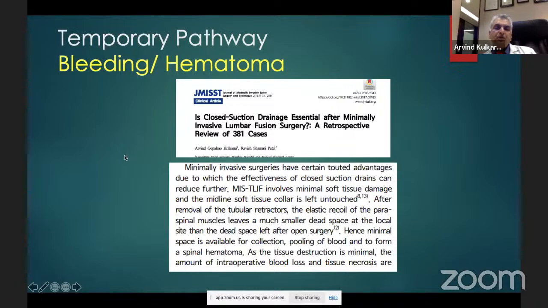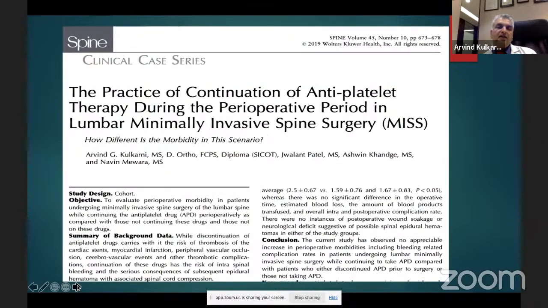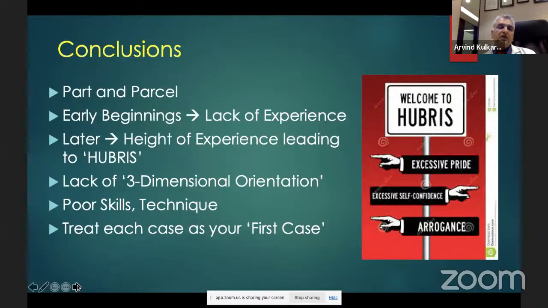Bleeding may not be a big issue because as soon as you remove the tubes, there is an elastic recoil, a tamponade effect which prevents collection, to the extent that we don't even stop aspirin and clopidogrel in patients who are at high risk of getting stroke or myocardial infarction. We have been able to manage them without stopping their aspirin and clopidogrel and continuing with tubular surgeries.